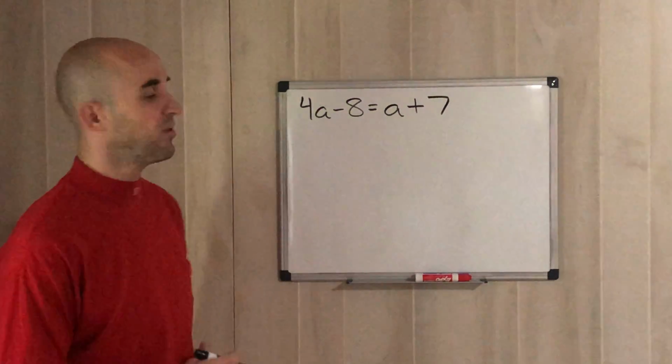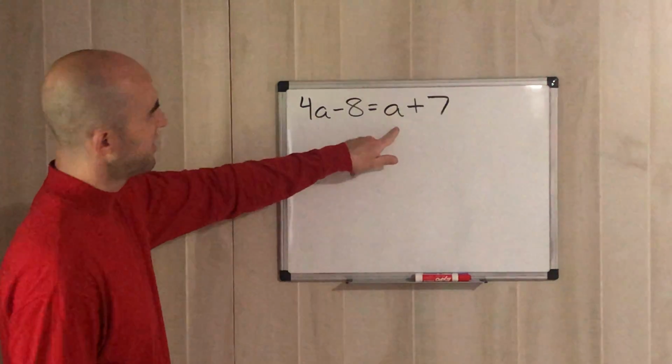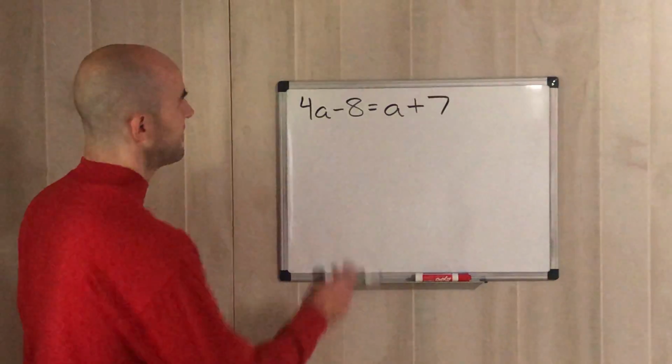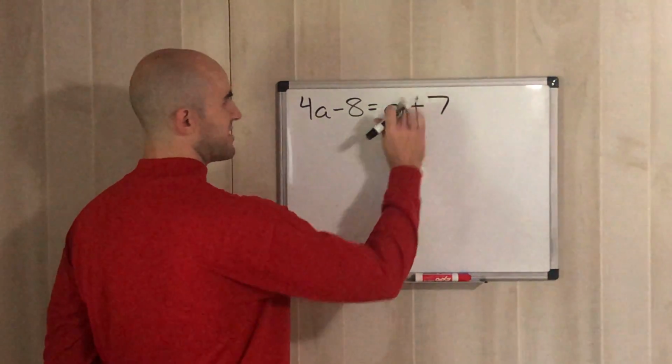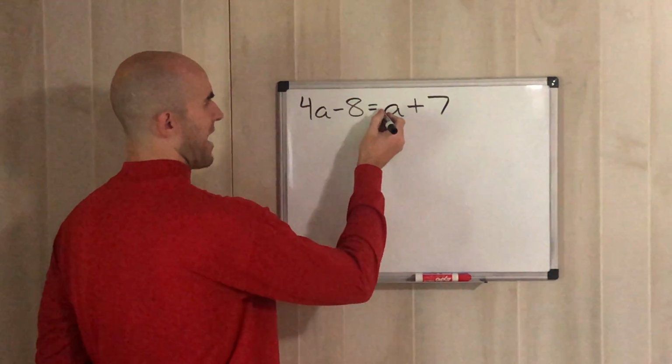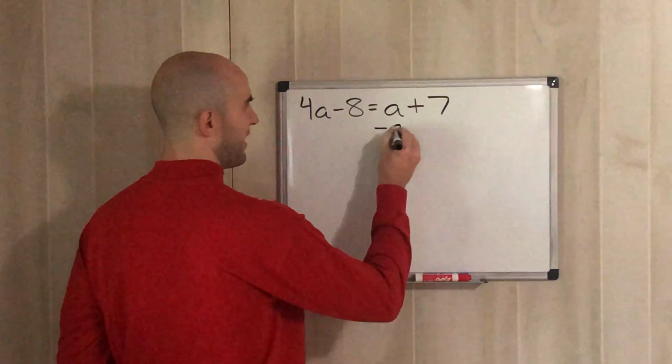And again, always get rid of the smallest variable, right? We have 4a, we have a, the smaller variable is a, right? So now, how do we get rid of it? Do the opposite, right? Forget about that plus sign. We see that the a is positive. So if the a is positive, opposite of a positive is negative a.